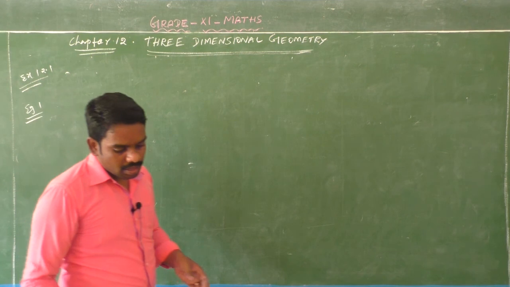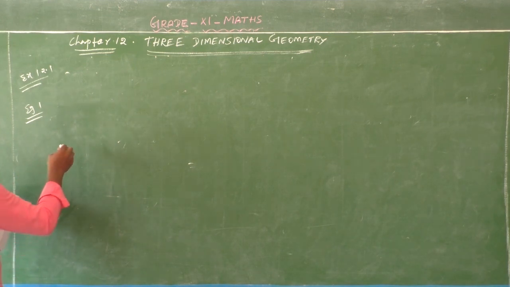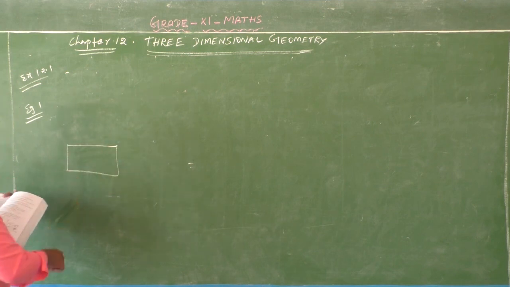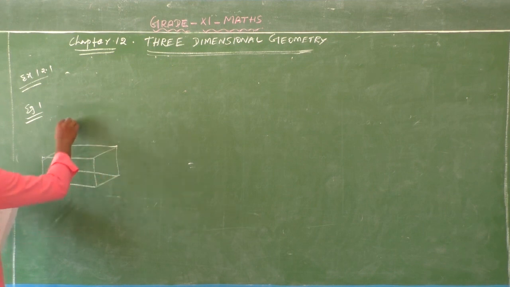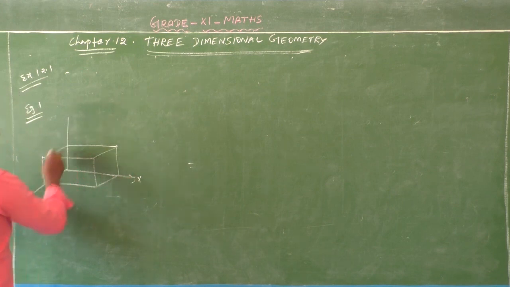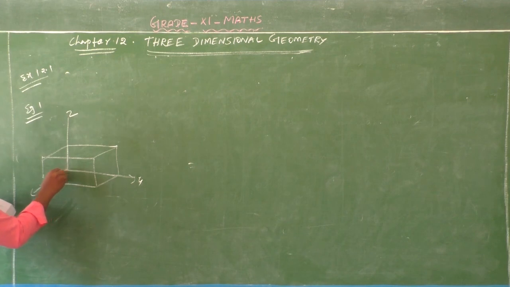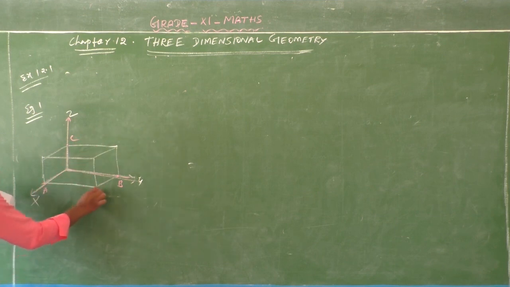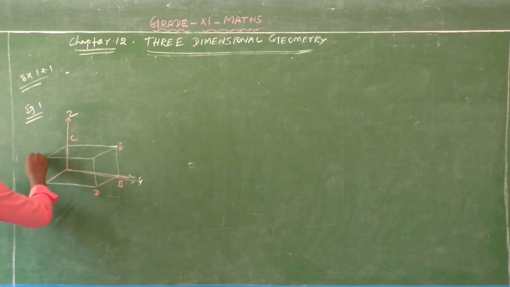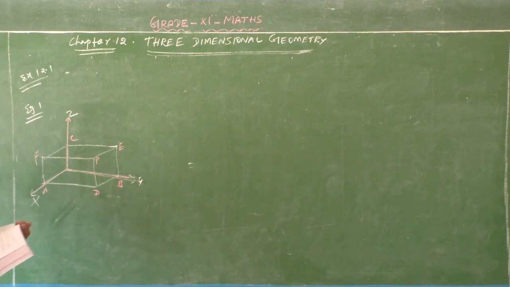Example 1, listen. In figure 12.3, a given figure, this is x, y and z. This is the given figure. This point is A, this point is B, this point is C, D, E, F. This point is P in space, x comma y comma z.